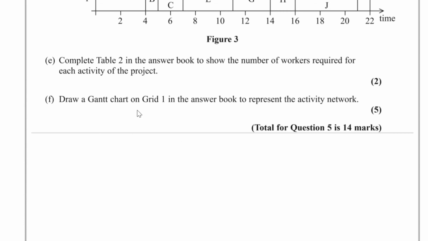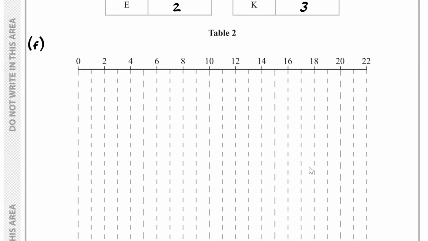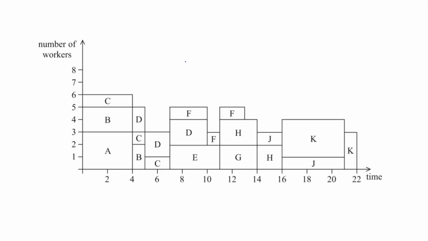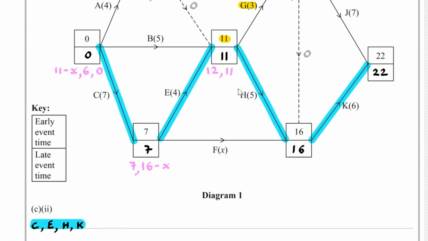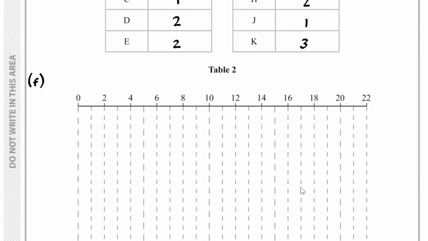For part F, we have to draw a Gantt chart on grid 1 in the answer book to represent the activity network. Now, if we go back to our activity network, before we do anything else, we need to actually find the value of x so we can show the float times. So here we've got grid 1, and this is where the Gantt chart will go. Now, if we take a look at the histogram, one thing you will find is D has a weight of X. So let's take a look at D before anything else.